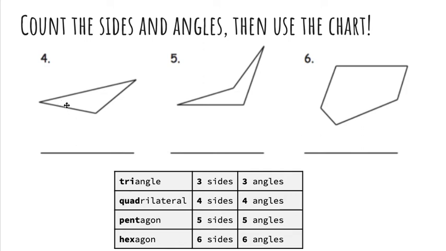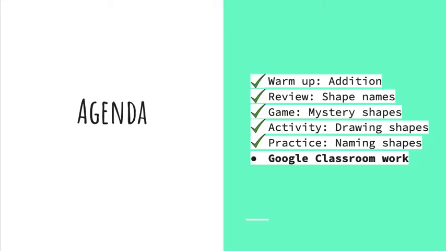All right, this shape has 3 sides and 3 angles, so it is a triangle. This shape has 1, 2, 3, 4 sides and 4 angles, so it's a quadrilateral. And then this shape has 1, 2, 3, 4, 5 sides and 5 angles, so it is a pentagon. That's all that we're going to do in this video.